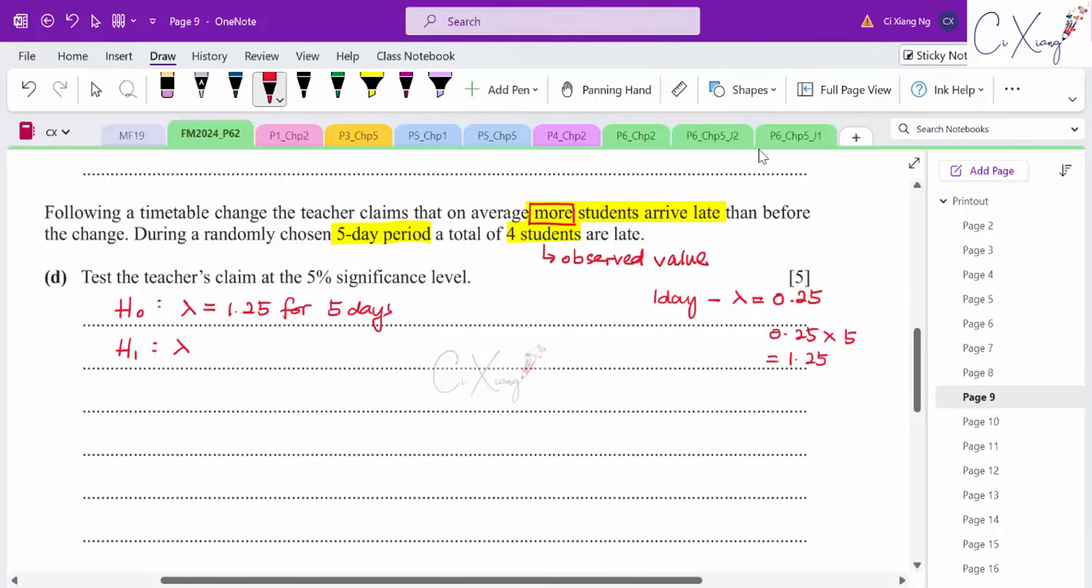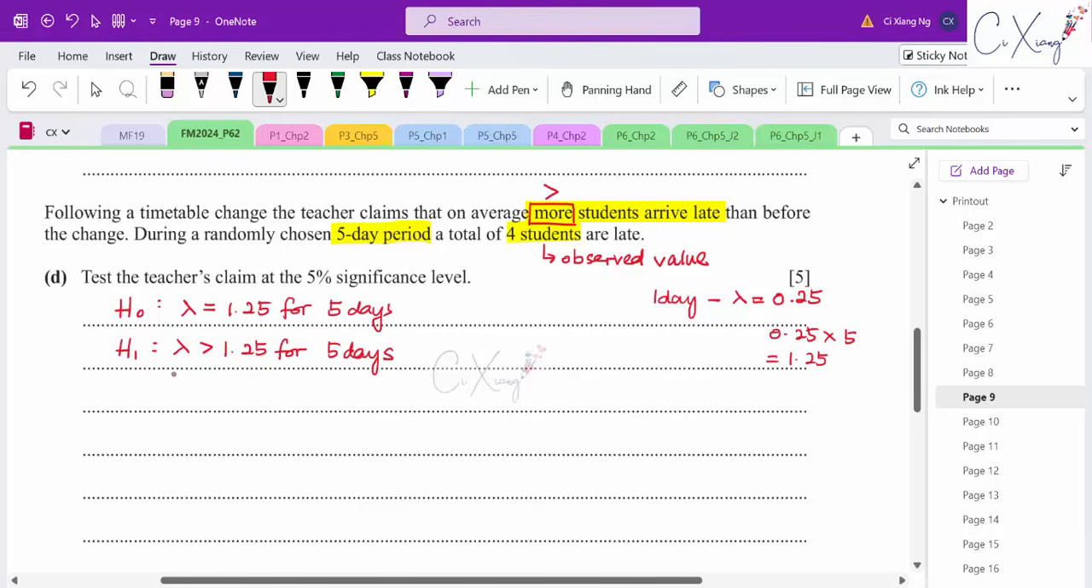And after the timetable change, the teacher claims that more students arrive late. So we want to see whether this claim is correct, whether this statement is true or not. So we need to put it under the alternative. And it is again for more students. When we are having more students arrive late, it means that the teacher actually feels that lambda is more than 1.25. Correct or not? Alright, so for 5 days.